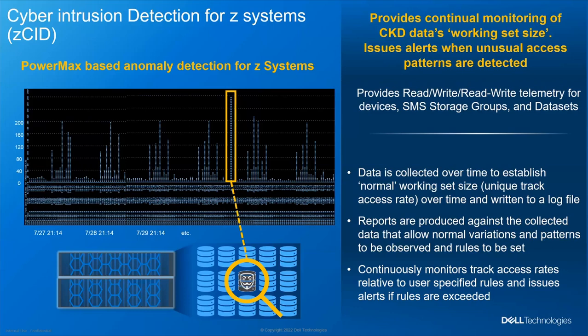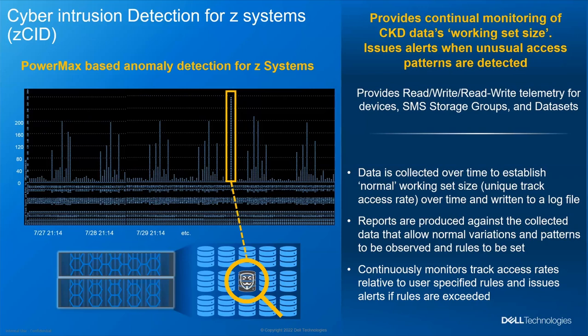What is the normal access pattern? And then write rules. So in this example, a rule might be, if it exceeds more than 200 for an access rate, tell me. And certainly the highlighted thing in yellow there shows that it did exceed it, and we want to be told, because that's something we normally did not see for that time of day.